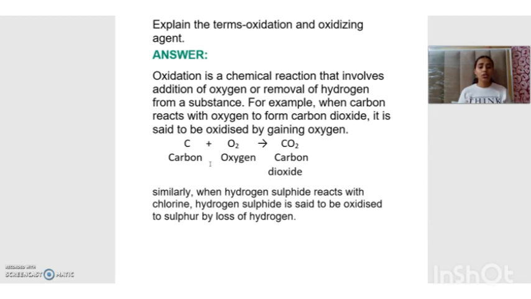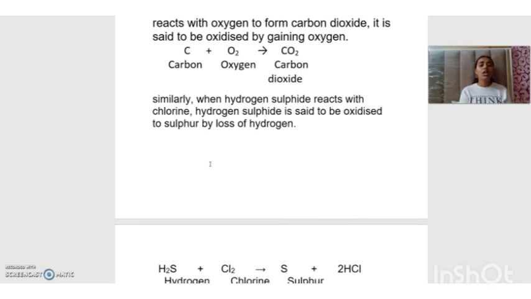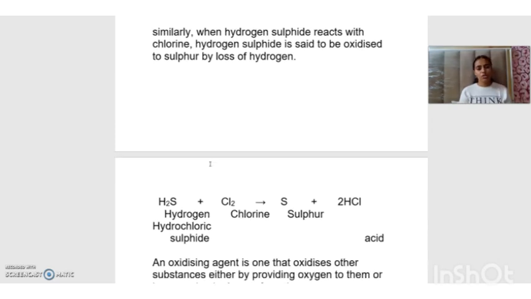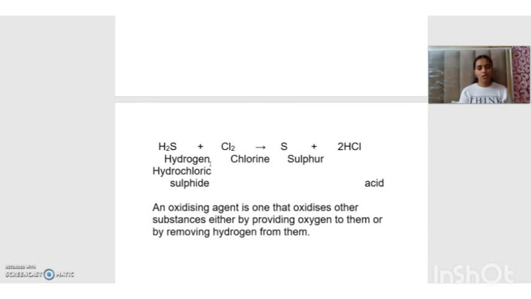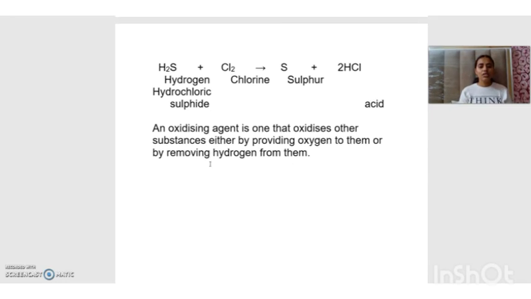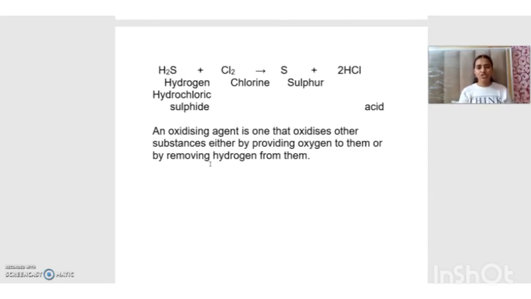Similarly, when hydrogen sulfide reacts with chlorine, hydrogen sulfide is said to be oxidized to sulfur by loss of hydrogen, as you can see from this equation. So students, an oxidizing agent is one that oxidizes other substances either by providing oxygen to them or by removing hydrogen from them. So with this, we have completed our chapter.